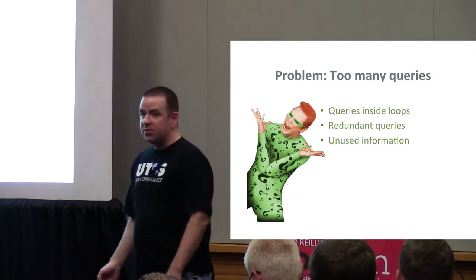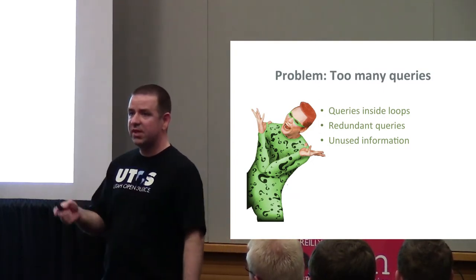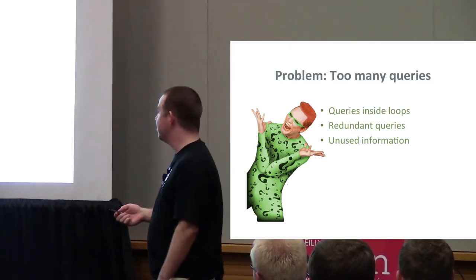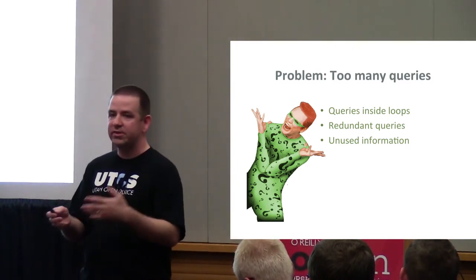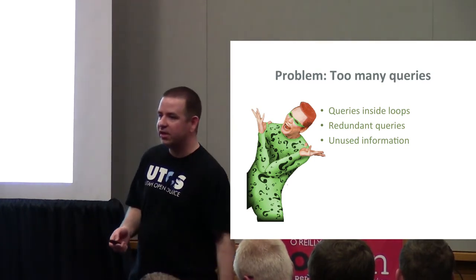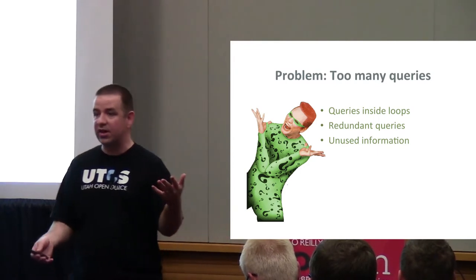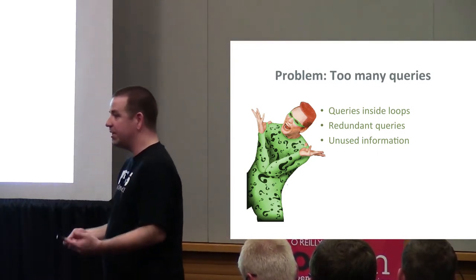So sometimes the problem is you have too many queries. Have you ever done a query inside a loop? Or you have queries where, have you ever found code where the same query is happening in 5 different places? Because they don't realize that you already got that information. Sometimes it'll happen just because different developers are working on it. They don't realize what some other developer did, and the information is just already there.